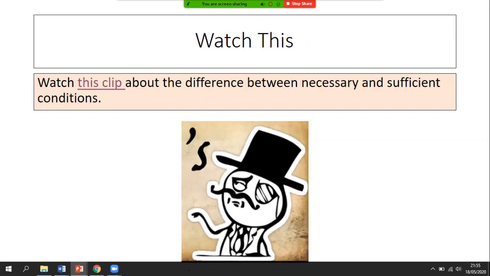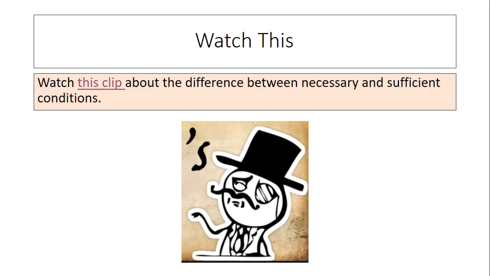Okay. What you're going to do after you've done that is you're going to watch this clip about the difference between necessary and sufficient conditions. So in philosophy, we talk about necessary and sufficient conditions. A necessary condition is something which has to be the case for something to happen. So for example, without any air, human life can't exist because we breathe in air and that's a part of what makes us live. So air is necessary for human life to exist.